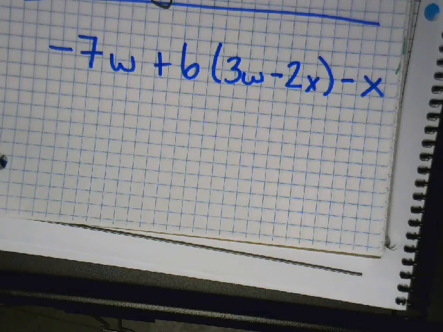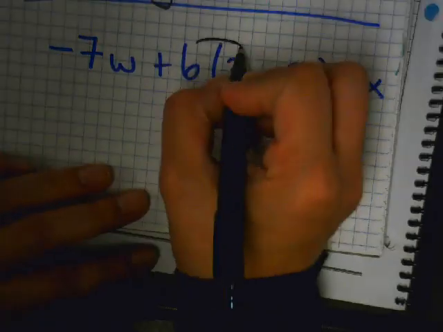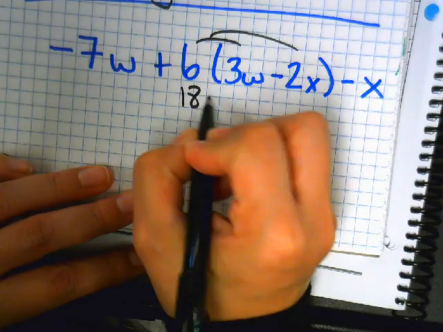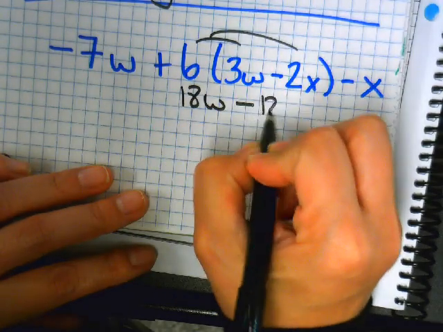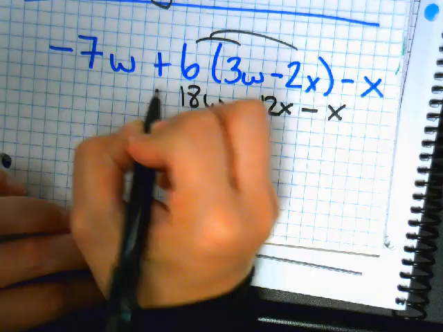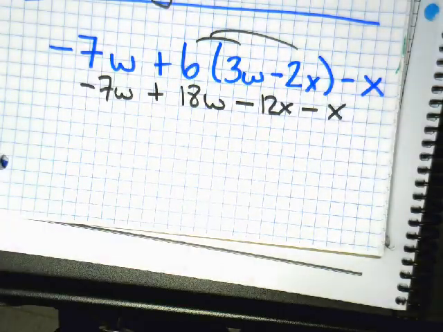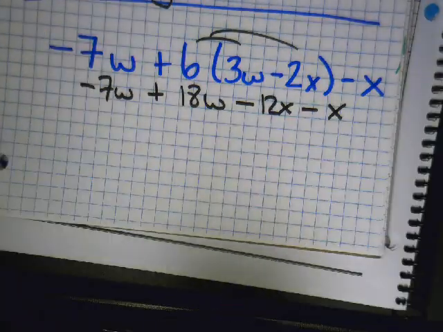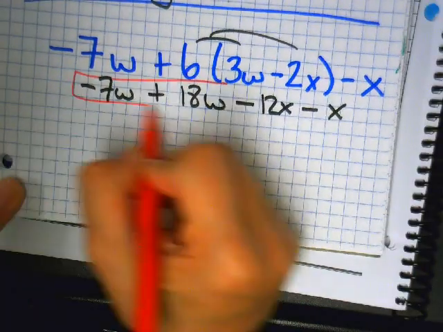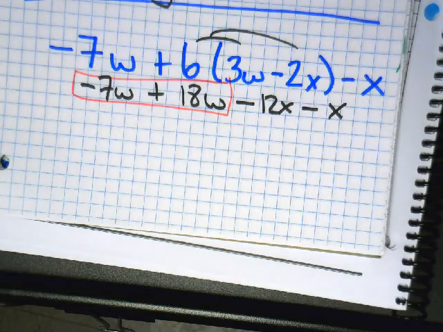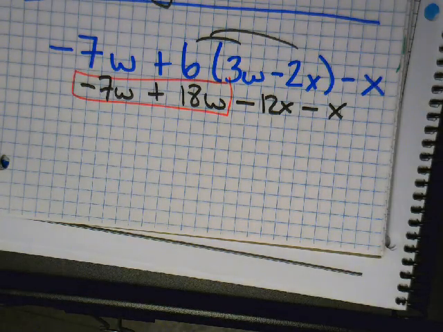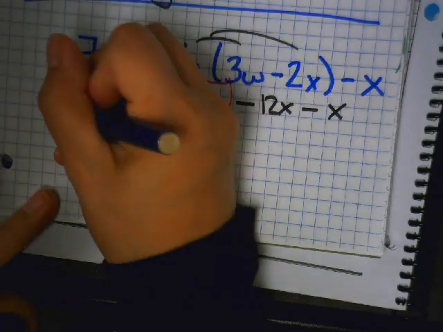Wow, this is very easy. All right. So if I distribute, I get 18w minus 12x minus x plus negative 7w. Right? So I'm going to put these two together. What's negative 7w plus 18w? 11W. So we got 11w here.